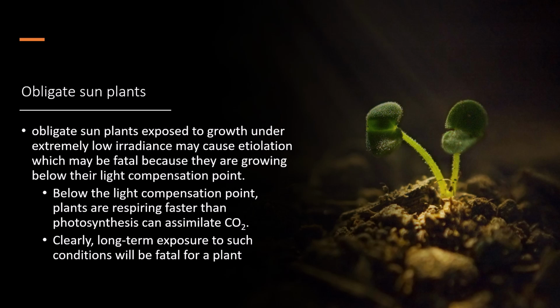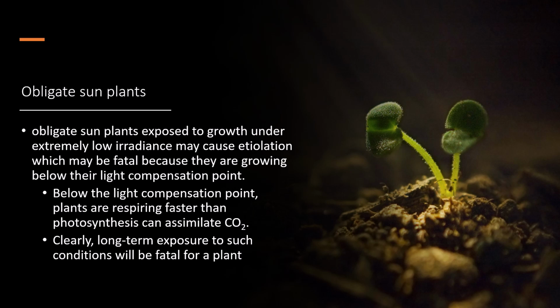Then there are obligate sun plants. It's the opposite, meaning they love the sun and need full light to survive. Here is the interesting part. If you suddenly grow a sun-loving plant in heavy shade or low light conditions, it will start to etiolate. That means it stretches out, becomes pale, and looks weak and leggy.